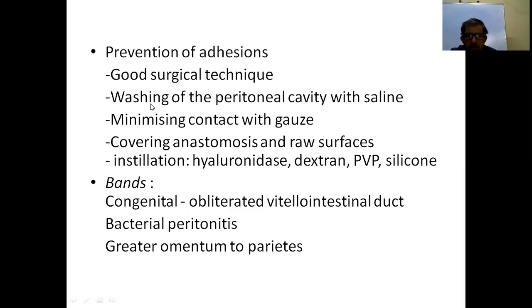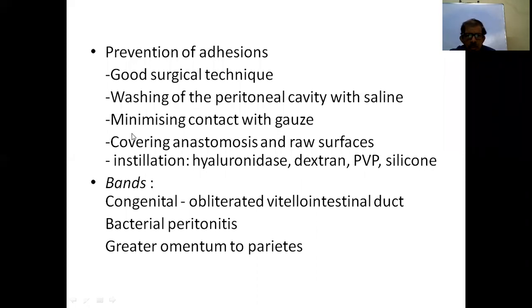Then another, we can instill so many substances. What you can do is use copious saline or even Ringer lactate, but not dextrose. That is important. Then contact with gauze: frequent mopping with gauze pieces is to be avoided. Instillation is also very important, like hyaluronate solution, dextran, PVP, that is polyvinyl pyrrolidone, and then silicone. All these things will delay the adhesion formation.